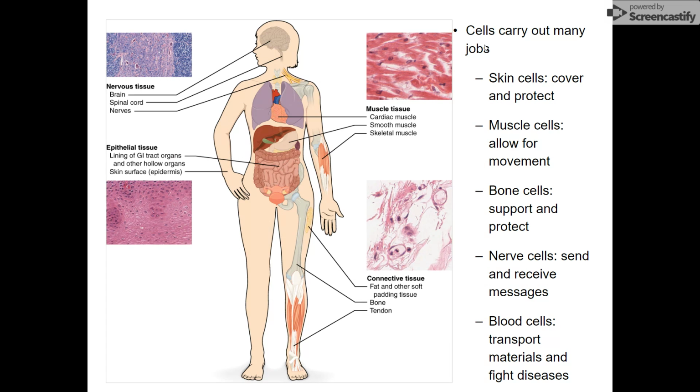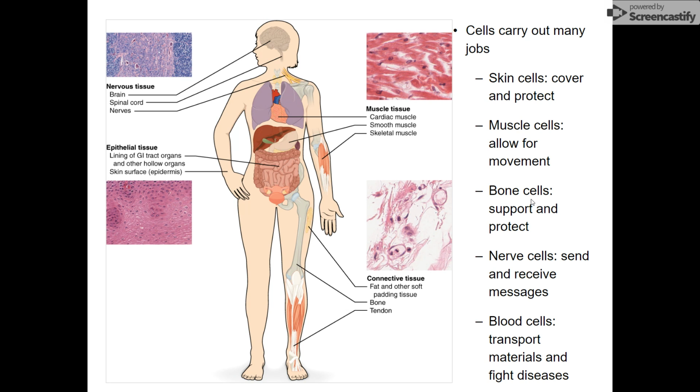All right, cells carry out many jobs. We have skin cells. They work together to cover and protect. So the skin cells cover our muscles, they cover our bones, they protect us from getting sick. We have muscle cells. The muscle cells make muscle tissue. Those muscle cells allow us to move. Without muscle cells, our heart wouldn't beat. We wouldn't be able to walk.